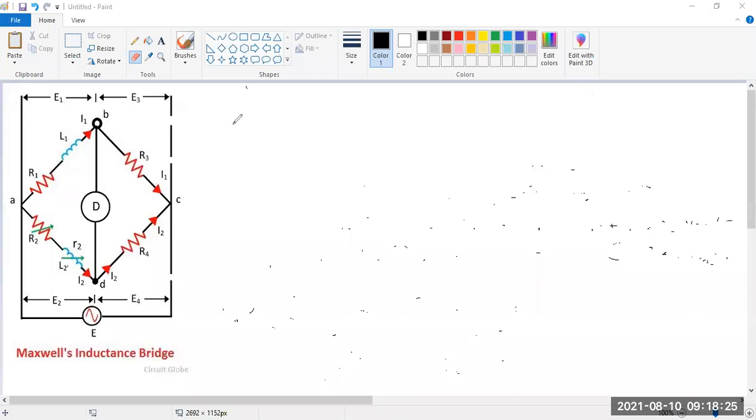Okay, so look, step one. This is E1, this is E3, because the potential difference from this point to this point is E1, and the potential difference from point B to C is E3. The potential difference from A to D is E2, and from D to C is E4. This is the potential difference, or you can say this is E.